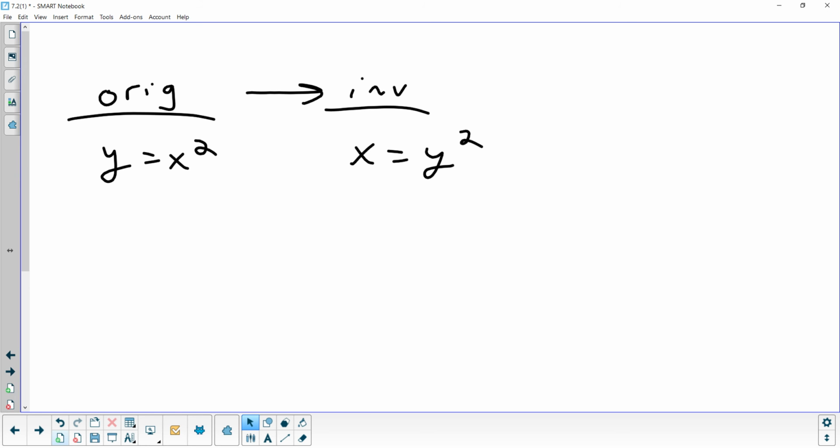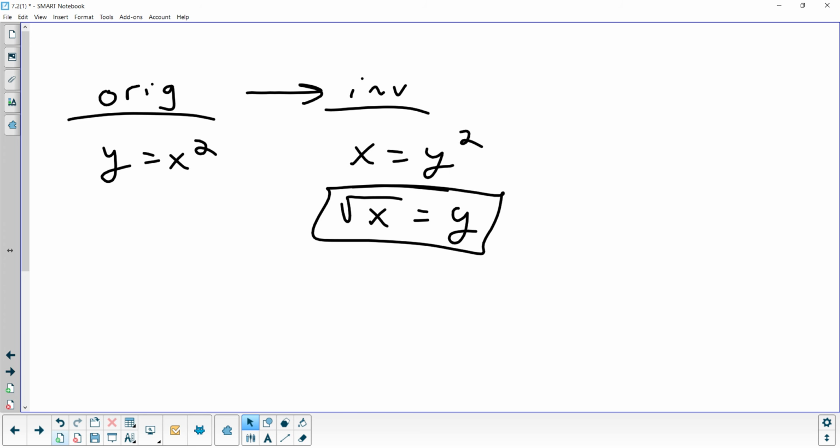And what I would like to do is graph that. But in order to graph it, I need to have y by itself. So can someone tell me, how would I get y by itself in this equation? What would I have to do on both sides? Yeah? Take the square root. Take the square root. So there's the inverse function of this function. And that should make sense if we just think about it. Inverse functions cancel out regular functions. What do square and square root do to each other? They cancel each other out.